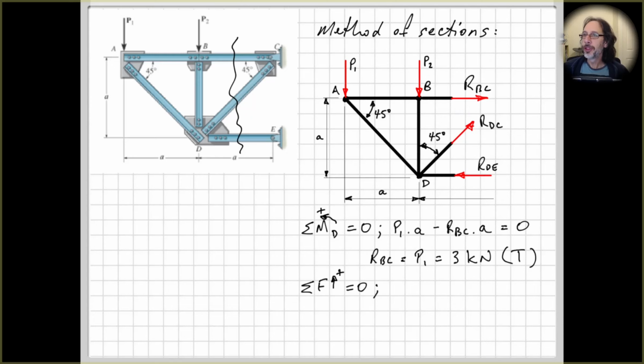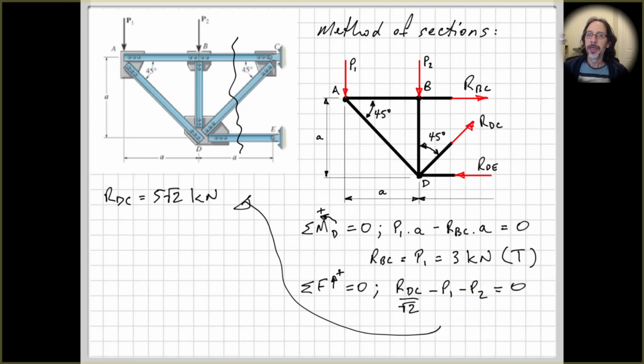Sum of the forces in the vertical direction equals 0. Right, so we just have the vertical component of RDC and our two applied loads here. So RDC over root 2. Again, remember RDC, what we're doing vertical, so cos 45, which is 1 on root 2. So RDC on root 2 minus P1 minus P2 equals 0. So we get RDC equals 5 root 2 in tension. Force is pulling away from the truss member here.